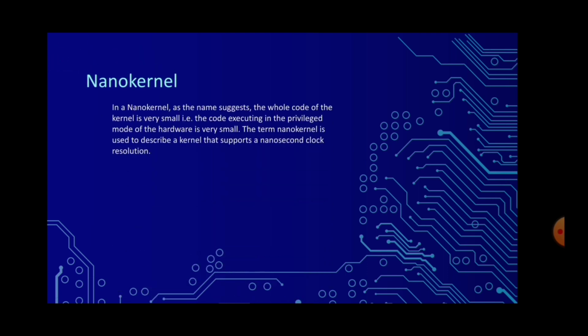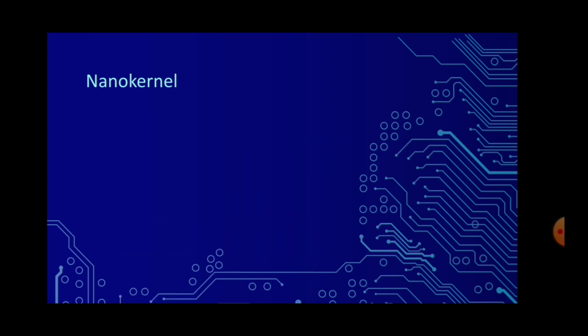Nanokernel. In a nanokernel, as the name suggests, the whole code of the kernel is very small. That is, the code executing in the privileged mode of the hardware is very small. The term nanokernel is used to describe a kernel that supports a nanosecond clock resolution.